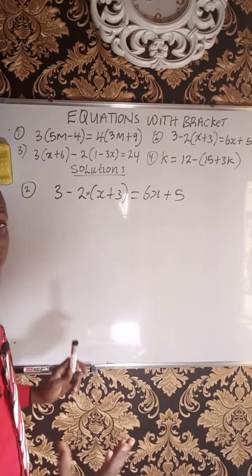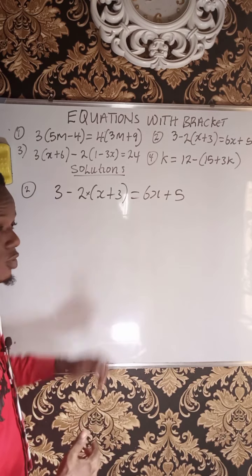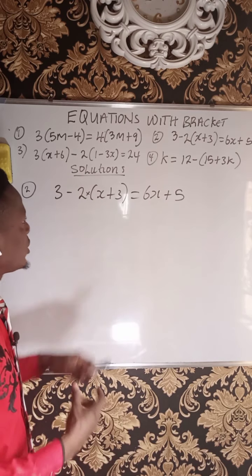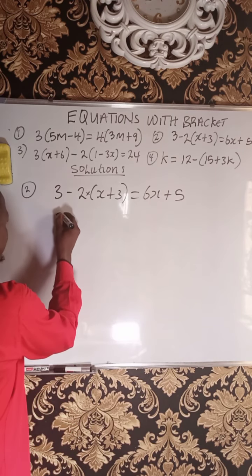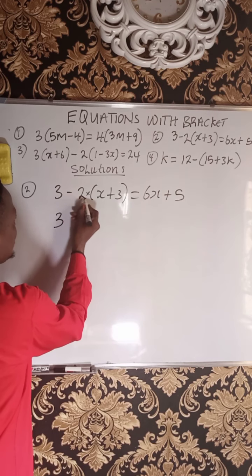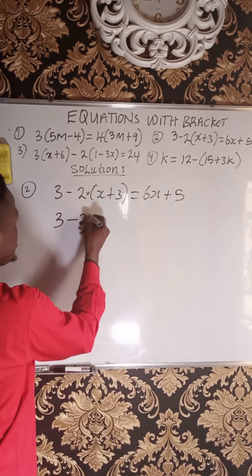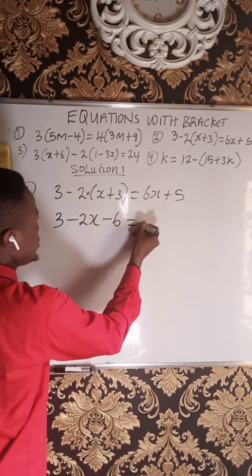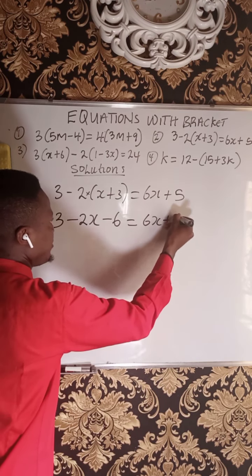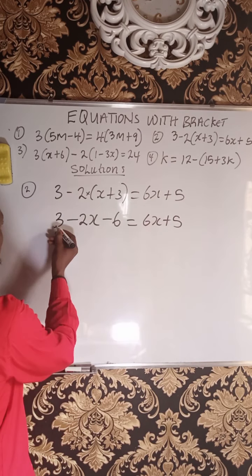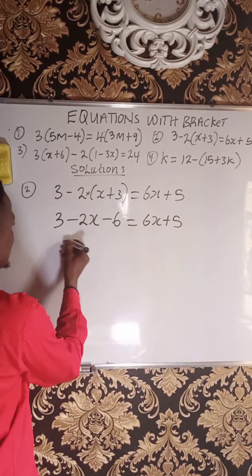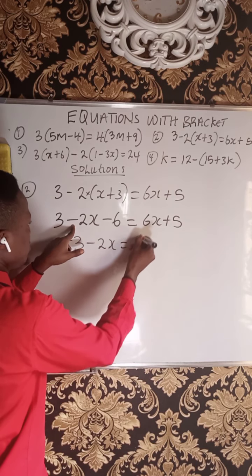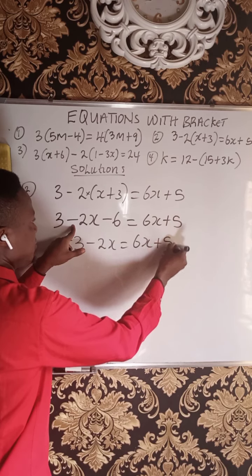So many students every now and then make this mistake of saying 3 minus 2. This is very, very wrong. So you don't do that. We've got to use negative 2 to go into the bracket. So we still repeat this 3. We now have minus 2 times x is minus 2x, and minus 2 times 3 is minus 6 equals 6x plus 5. Now 3 minus 6 is the same thing as negative 3, then minus 2x equals 6x plus 5.